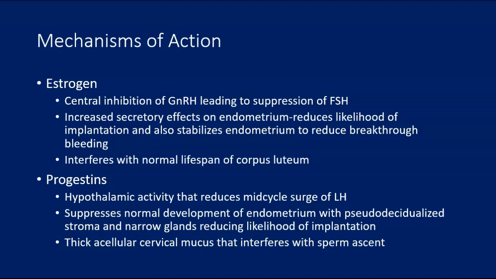Progestins also suppress normal development of the endometrium, leading to pseudodecidualization of the stroma and narrow glands, which reduce the likelihood of implantation. And also cervical mucus becomes very thick, which interferes with sperm ascent.